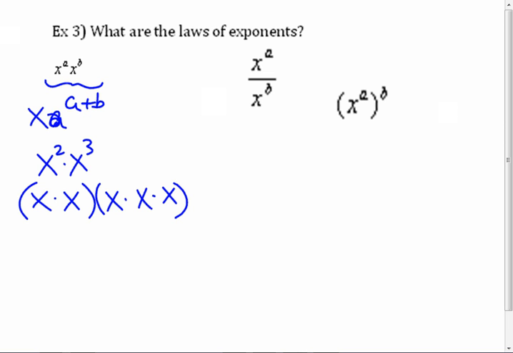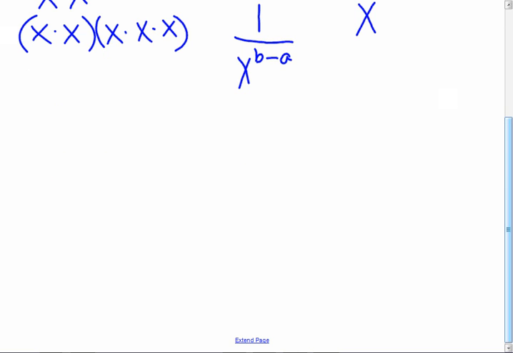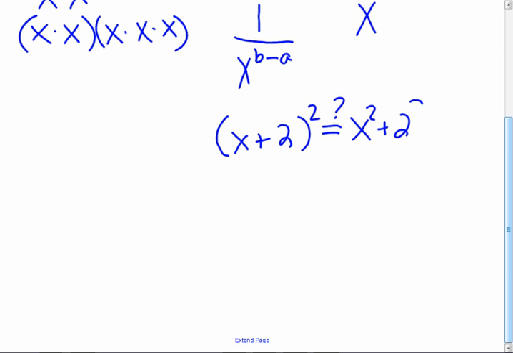Okay, what about this one? This is x to the what? A minus b. Or you could have 1 over x to the what? B minus a. What do you do with these exponents? Okay. Do exponents distribute over addition? If I have x plus 2 squared, is that equal to x squared plus 2 squared? No. So exponents do not distribute in all situations. Limits distribute. Derivatives do not always distribute.